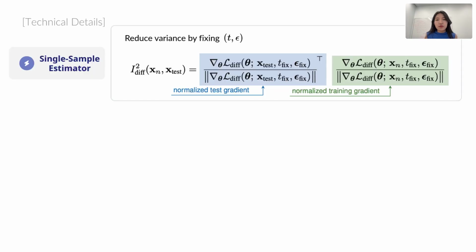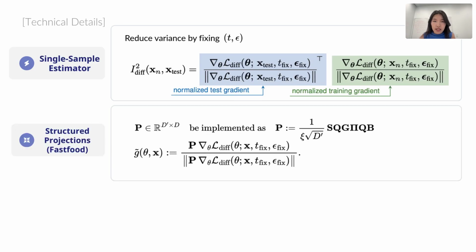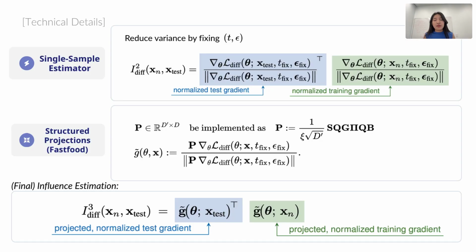Estimating influence under the full diffusion training distribution would require averaging over many time steps and noise samples, which is infeasible and expensive. So instead, we fix one shared time step and one global noise sample and use them consistently across all training query comparisons. This compact representation makes gradient computation feasible at scale and produces more stable influence rankings. Structured projections use the fast food transform to compress a full gradient vector into a low dimensional space. Together, these make it tractable to compute influence over millions of training samples.